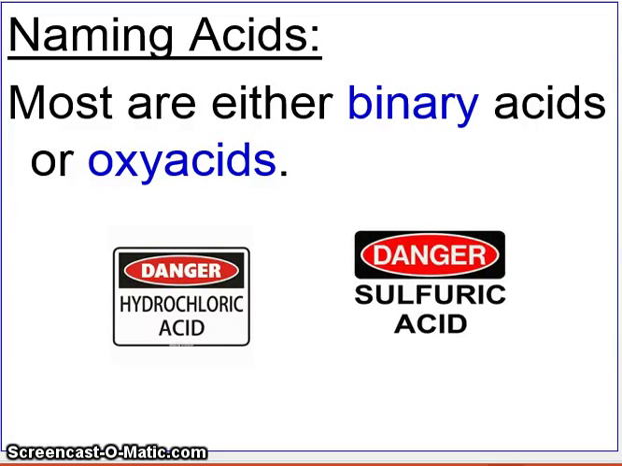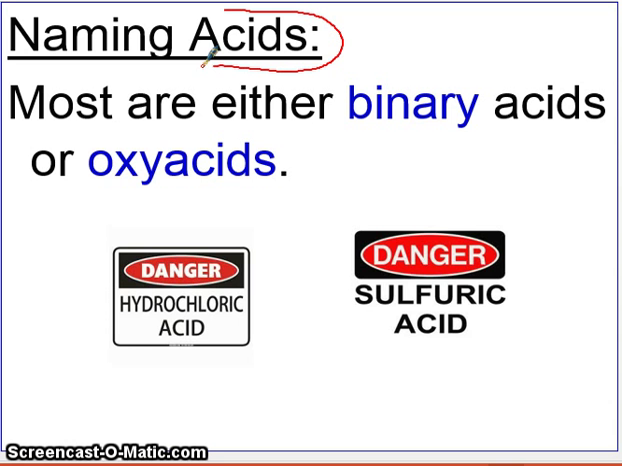This is lesson 6 of chapter 7, the last lesson of the chapter. And in this last lesson, we will learn how to name acids. Now, acids are a very special class of compounds in chemistry.